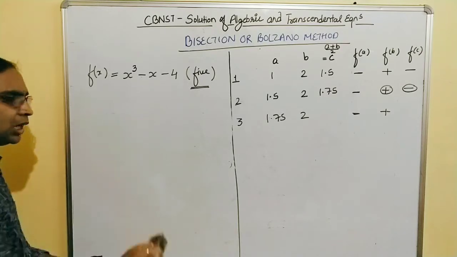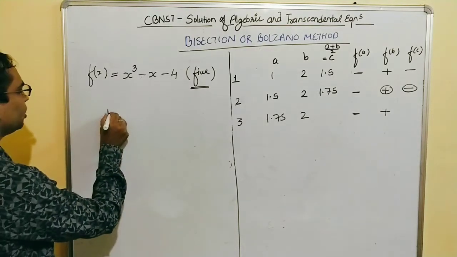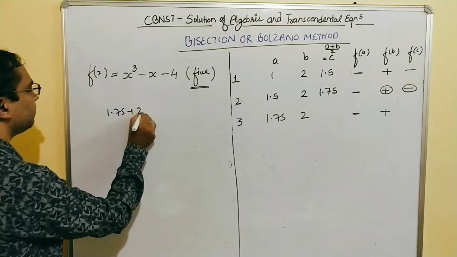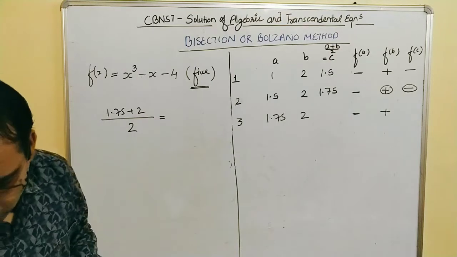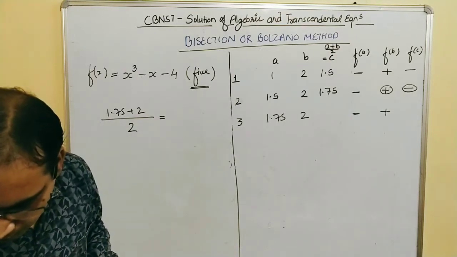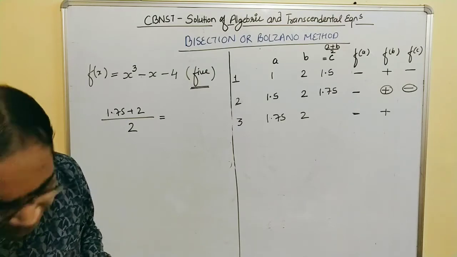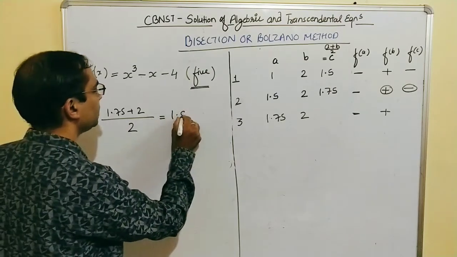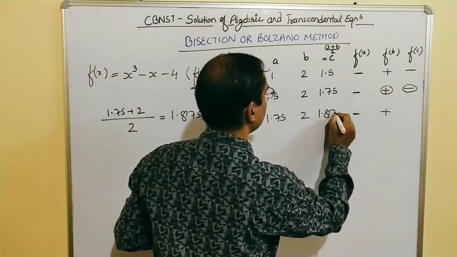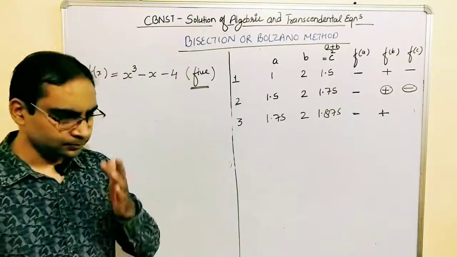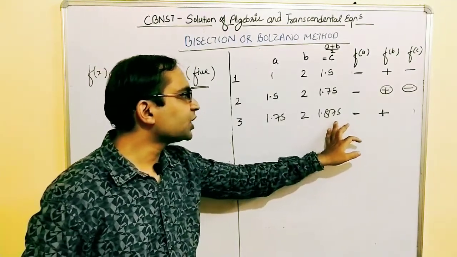Once you have understood how to do the first iteration, it will be easier for you to perform the other iterations. So this is 1.75 plus 2 whole upon 2, which is equal to 1.875. So now, as we can see, this is the value of C, 1.875.